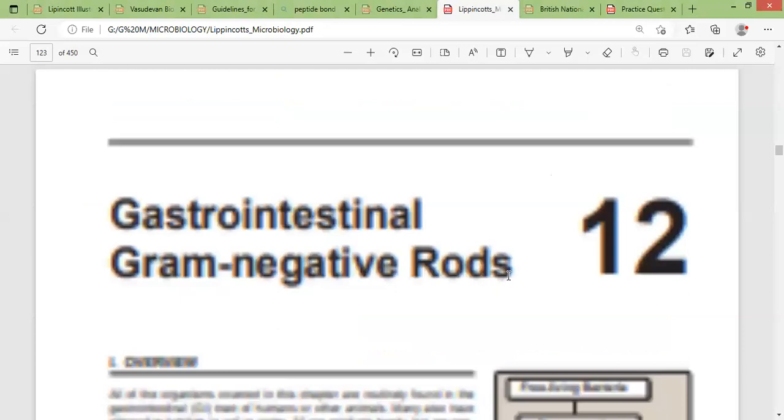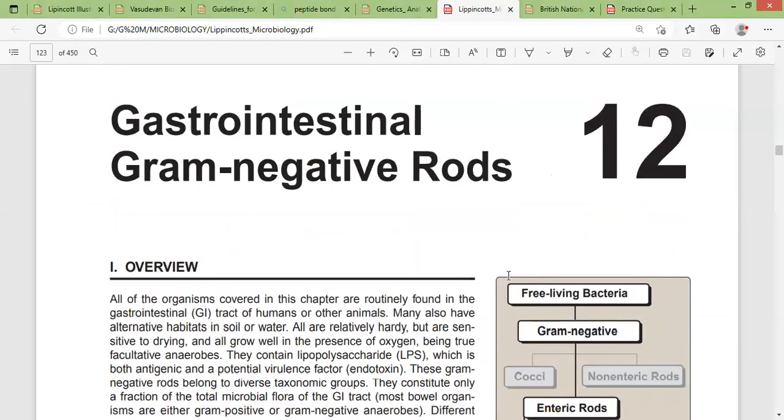Now moving on to the GI rods, gram-negative rods.